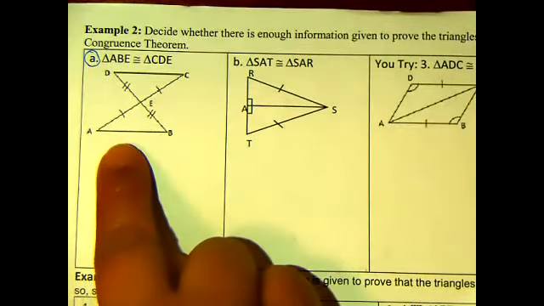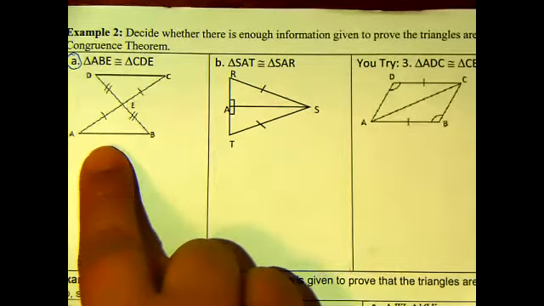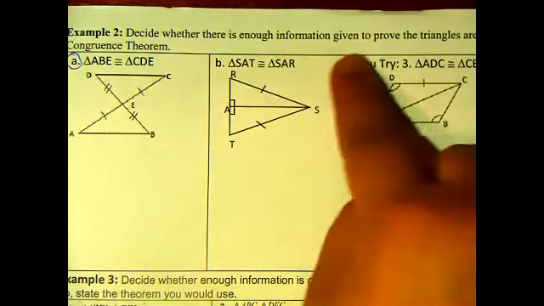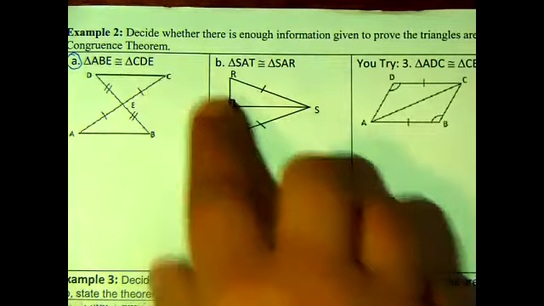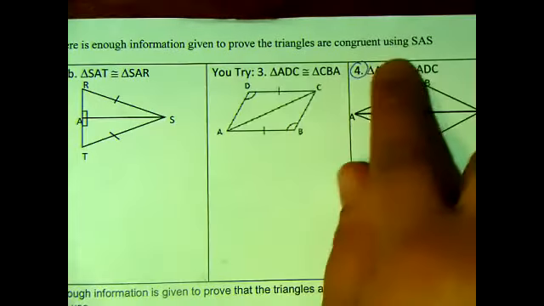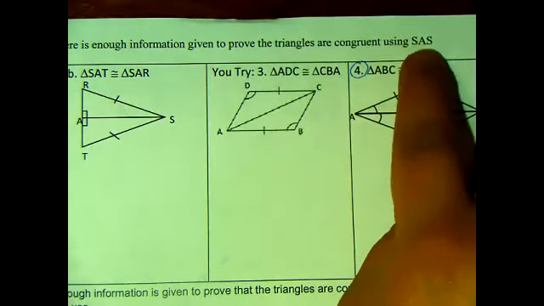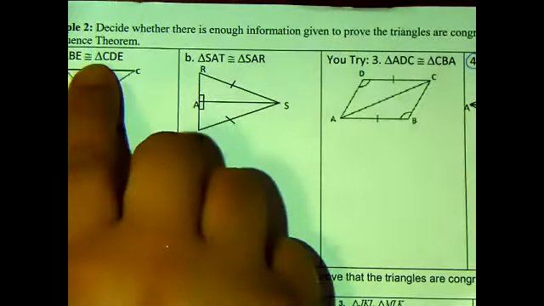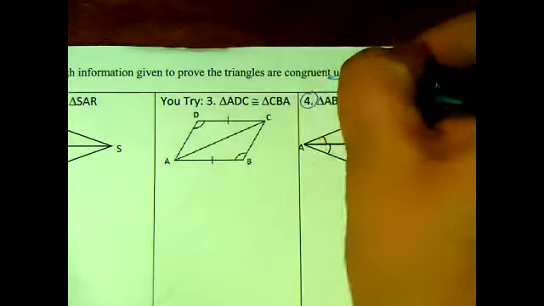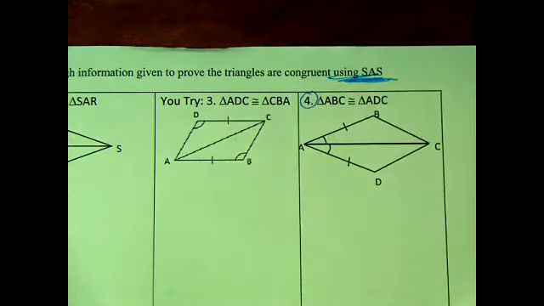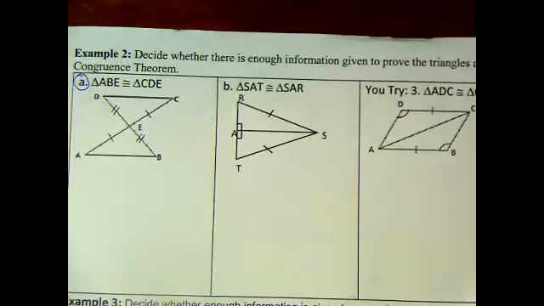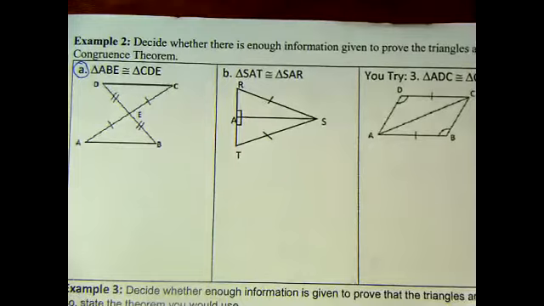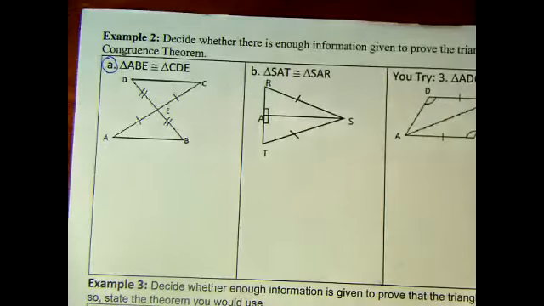Let's take a look at this one. Triangle ABE and triangle CDE. Decide whether there's enough information given to prove the triangles are congruent, using specifically the side angle side congruence theorem. Okay, we specifically want to see if there's enough information to use the side angle side congruence theorem. So let's take a look. It says triangle ABE is congruent to triangle CDE. So we want to use side angle side.